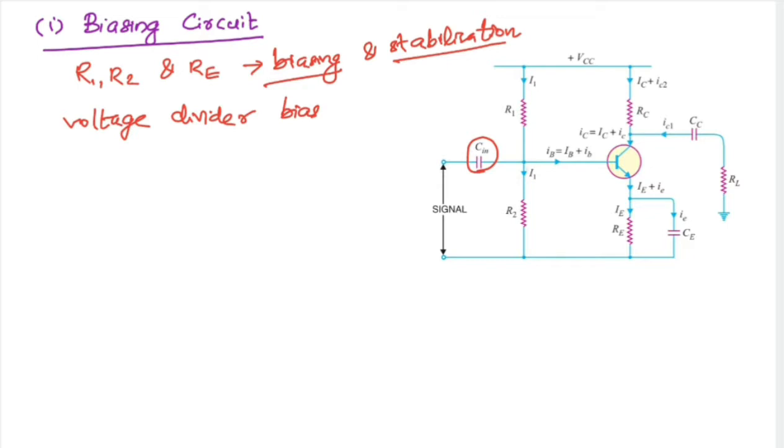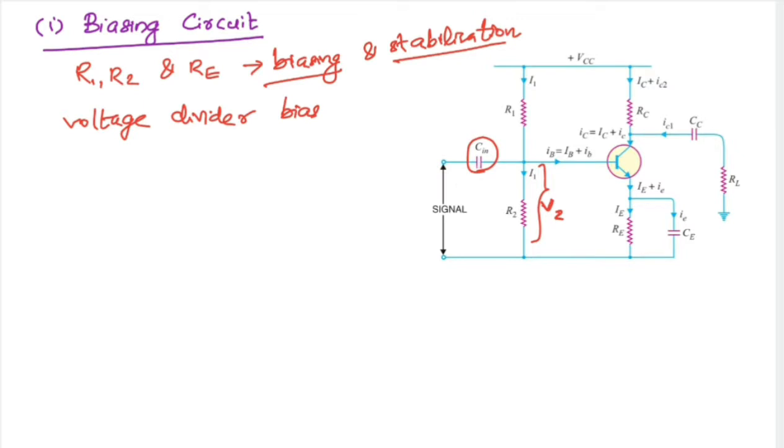We know that the voltage across R2 is V2, and this V2 is setting the input circuit properly forward biased. So if V2 is changed, then it will affect the biasing of the circuit. So the capacitor Cin allows only AC signal to pass through it, so the resistance will not come across.